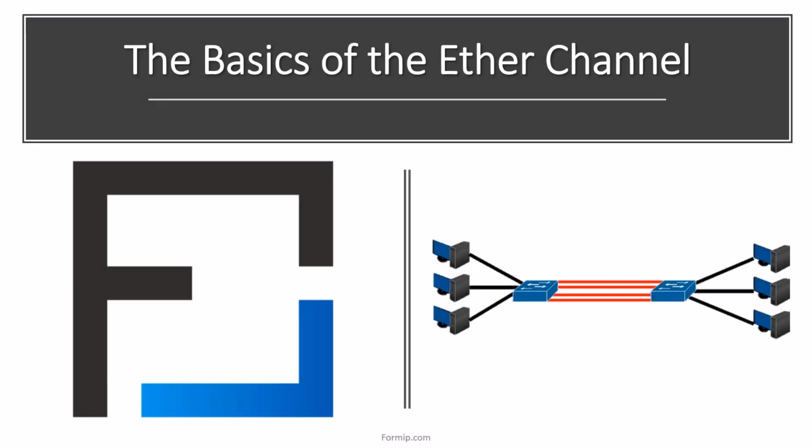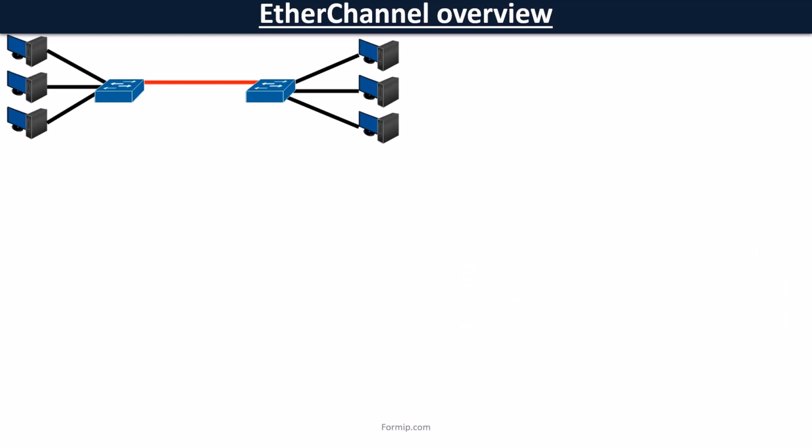The arrival of applications that use video requires increased bandwidth. We can very well increase the speed of the network by using faster links, but this solution is very expensive. It is also possible to increase the speed by using several physical links between the switches. But the spanning tree protocol will block one of the links to avoid loops.